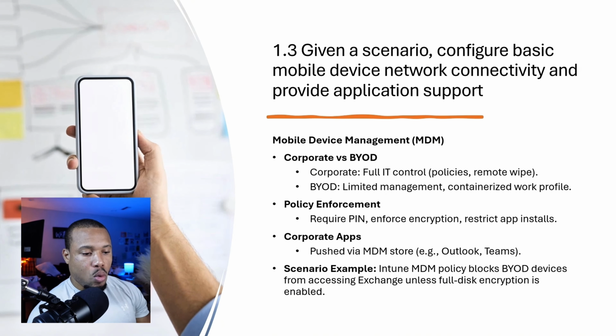MDM policies enforce important security requirements such as setting PINs, enforcing encryption, and restricting unauthorized app installations. Corporate apps like Outlook or Teams can also be deployed directly through the MDM store. For example, with Microsoft Intune, an organization can block a BYOD device from accessing company emails unless full disk encryption is enabled. This ensures that sensitive corporate data remains protected, even on personal devices.